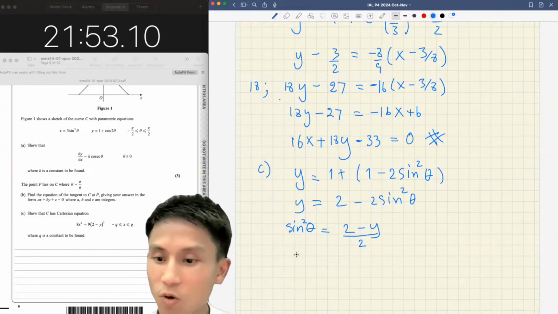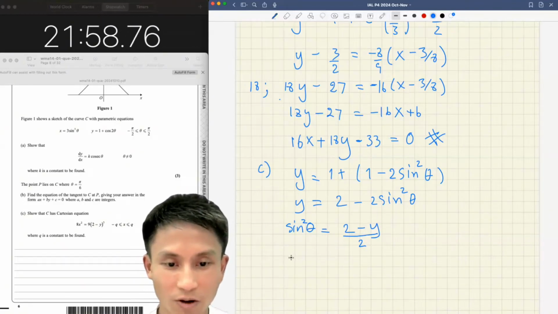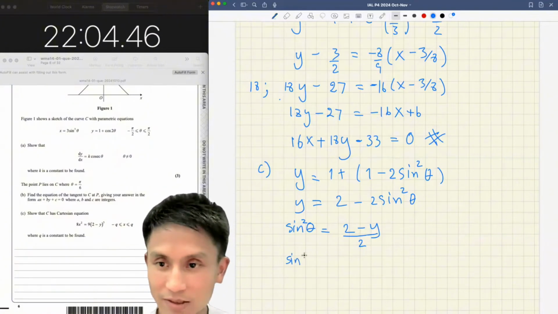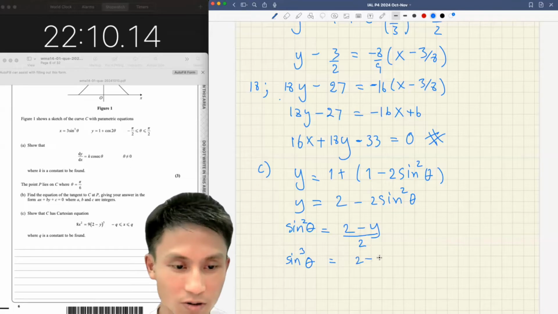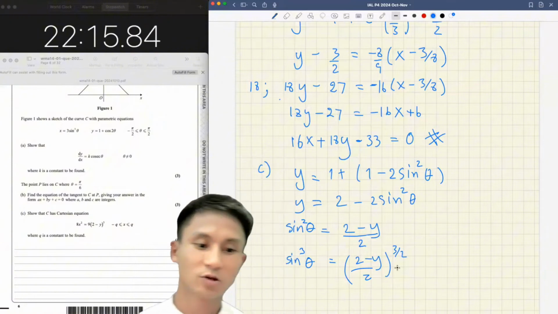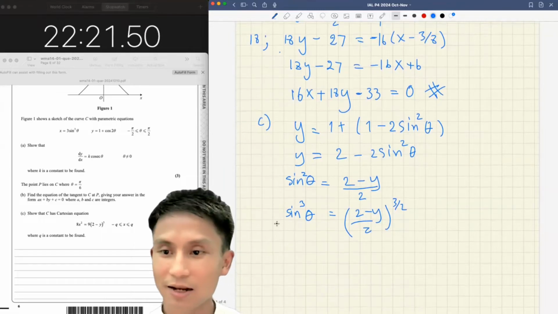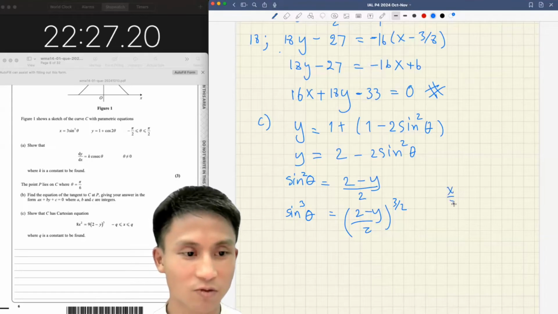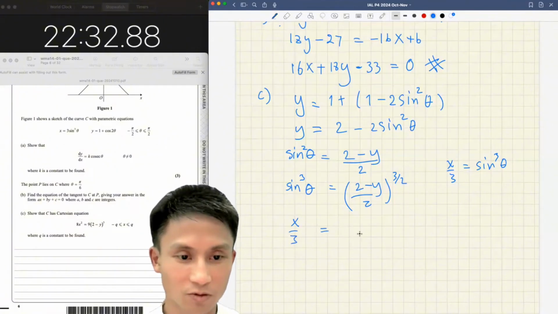Yeah. So if I want sine cubed theta, I need to power the right side by 3 over 2, right? Yeah. So it's like I power on both sides by 3 over 2. Okay. And because we know that sine cubed theta is x over 3, right? So I'm just gonna make this side x over 3 already, equals everything there.